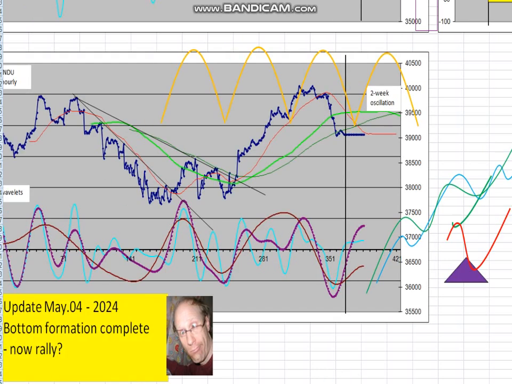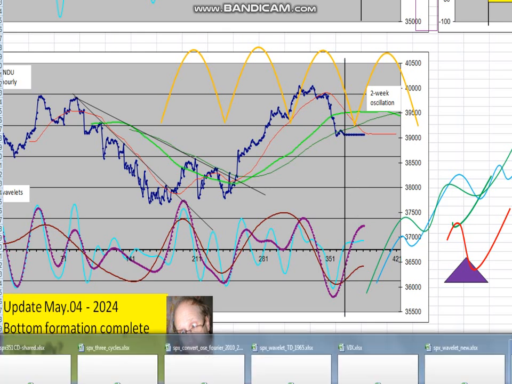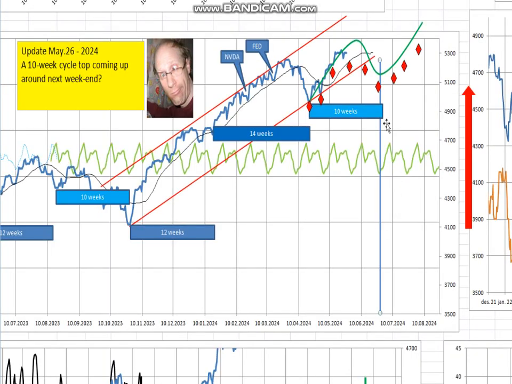So, but I can't really say if we already have made the 2-week oscillation low. This one suggests maybe we should go a little bit lower, but looking at the wavelets, well, this blue one could turn down for a final dip. But the S&P and the tech, the Nasdaq looks more bullish. Anyway, from the VIX and so on, I think we should still have a pop-up for some kind of a final high in this 10-week cycle.